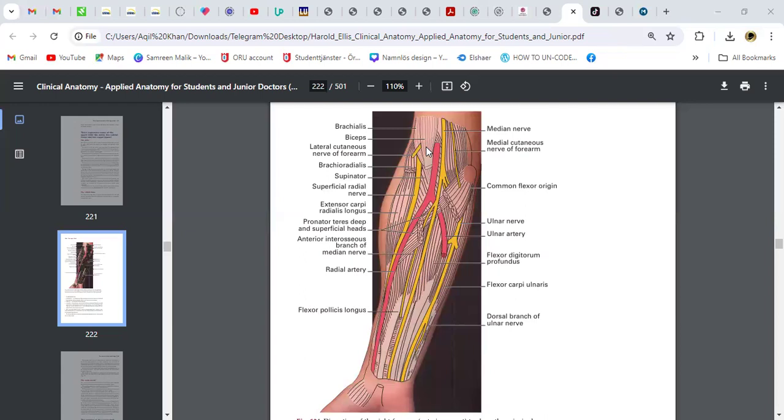And if the brachioradialis muscle is here, so it is most lateral. Right, so if you retract the brachioradialis muscle, you'll see one nerve protruding here. This is the superficial branch of the radial nerve, and this is the lateral cutaneous nerve of the forearm, which is a branch of the radial nerve. So you'll see this.